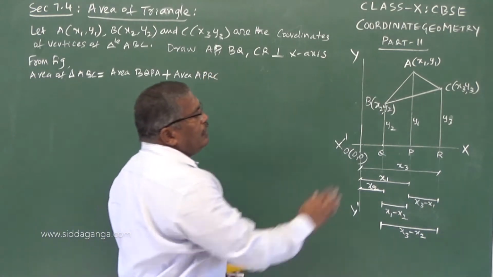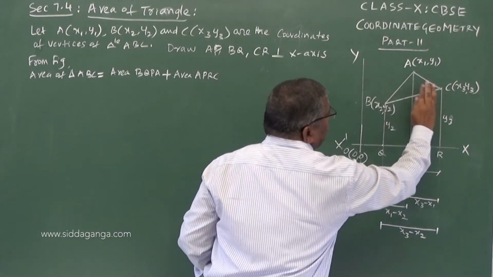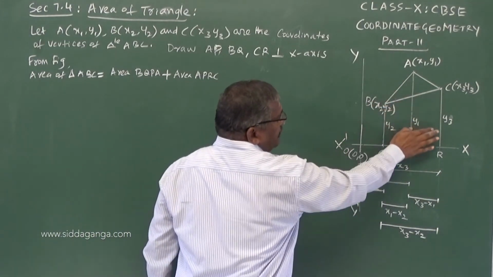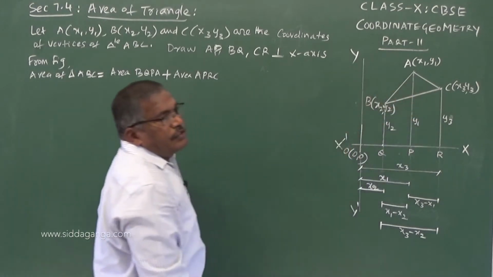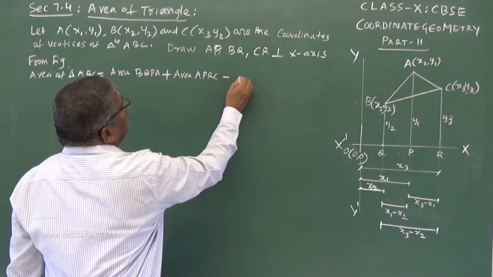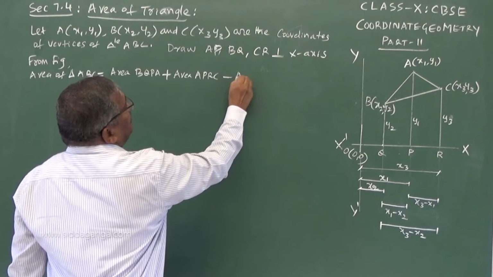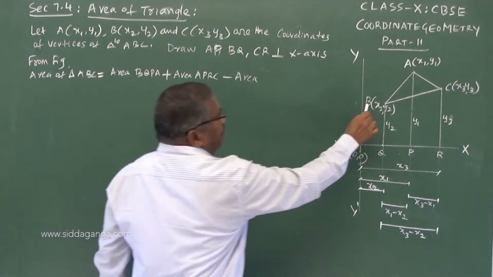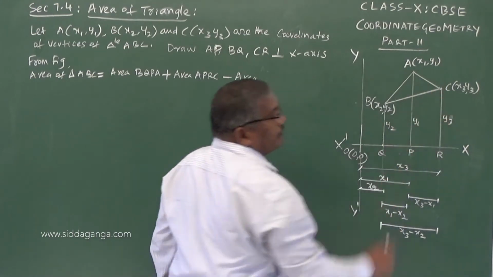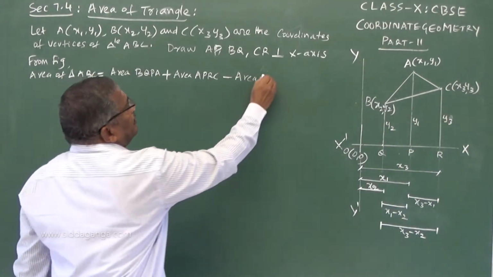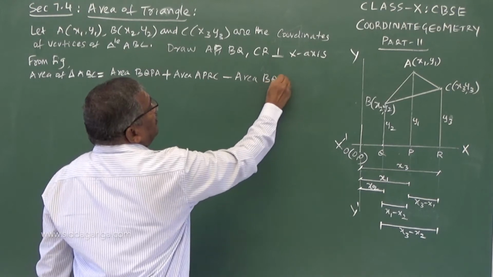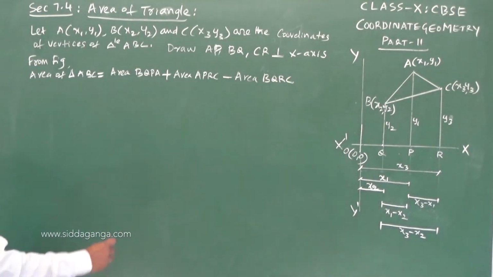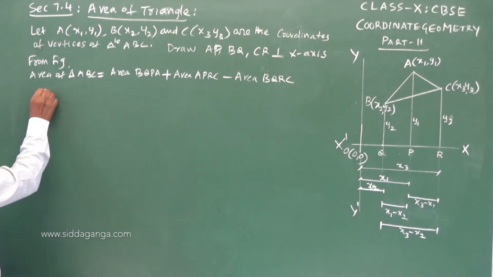So now we got the total area, this area plus this area, but we don't want the area below BC, so therefore I will deduct this: minus area BQRC. So now I will commence from here.